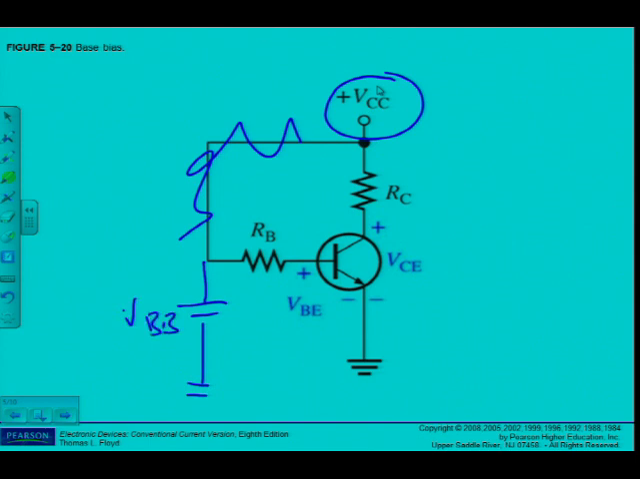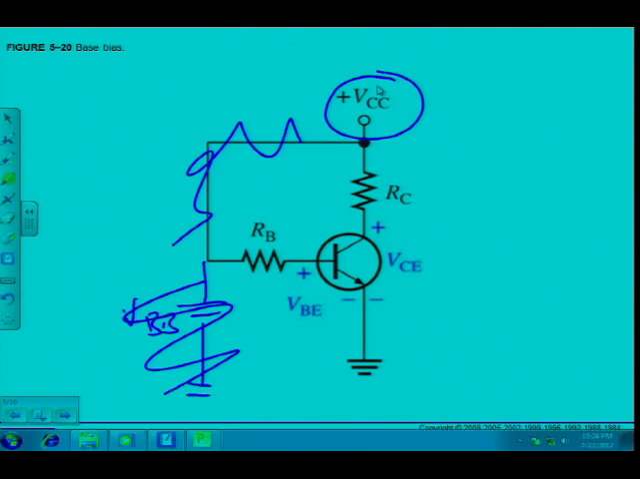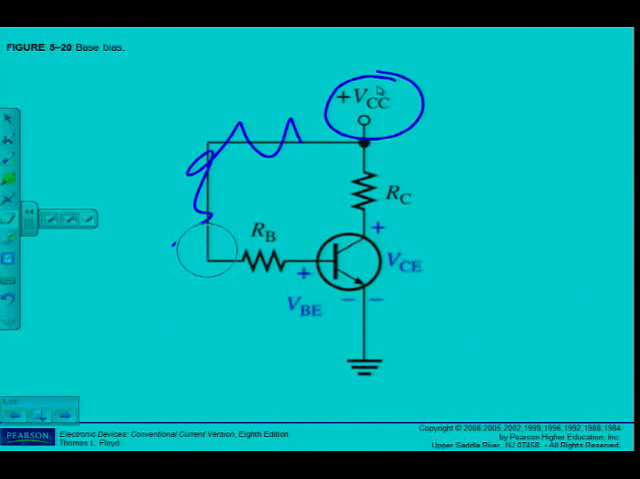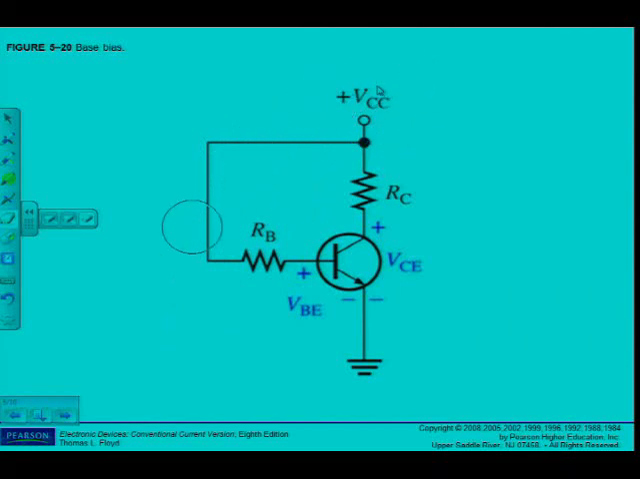So what am I doing? I'm not using a separate supply, I'm using a single supply, and I can still get the same job done, because what am I interested in? VB and actually IB, because IB is going to determine my Q point, which was determined by VBB, but now I've got a VCC. So it wasn't actually VB that I was interested in, I was interested in this current here, IB. And IB is still going to be determined by this resistor, RB.